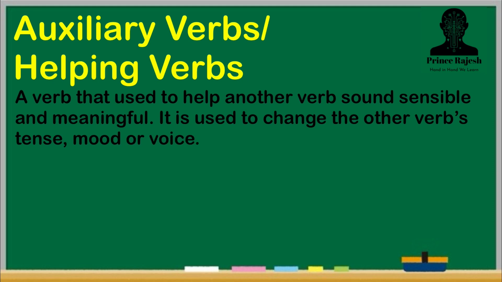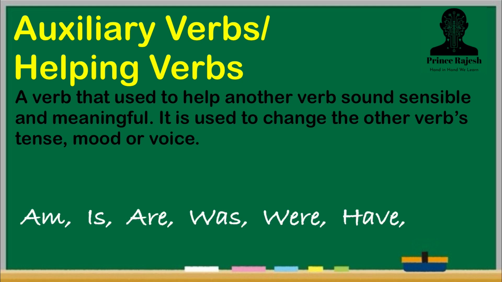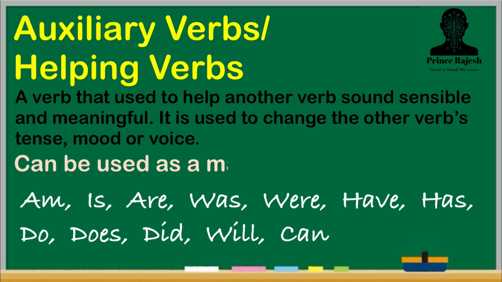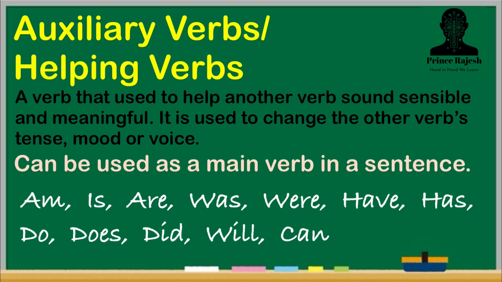So, every time an auxiliary verb is used, you always have one more verb, which acts as the main verb in a sentence. Examples of auxiliary verbs are am, is, are, was, were, have, has, do, does, did, will, can. You should give the different forms of the auxiliary verb correctly according to the tense form of a sentence. They can also be used as a main verb. Also, there are verbs called modal verbs that can be used as a helping verb.